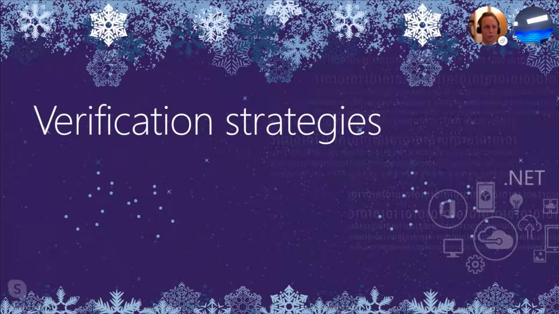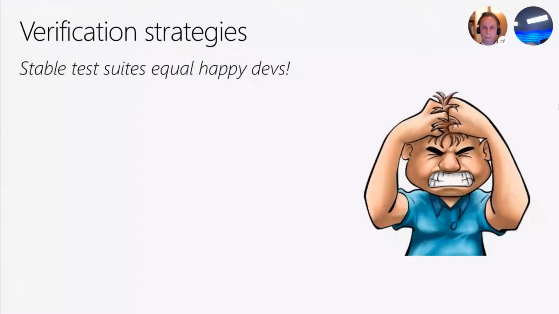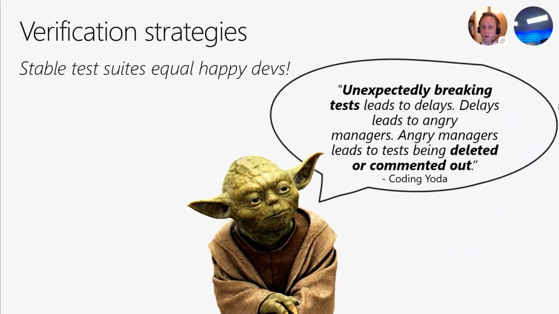Okay, so with that out of the way, let's talk about some verification strategies available to us. Picking the right verification strategy is important. It will increase the likelihood that the test will not break unnecessarily, and be able to catch regressions if they happen at a later time. So we do not want our tests to break unexpectedly. We want happy devs. Or as Coding Yoda puts it, unexpectedly breaking tests leads to delays, delays lead to angry managers, and angry managers, well, that leads to tests being deleted or commented out. And we do not want that.